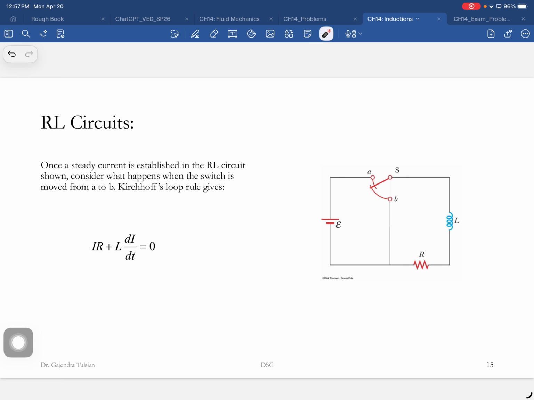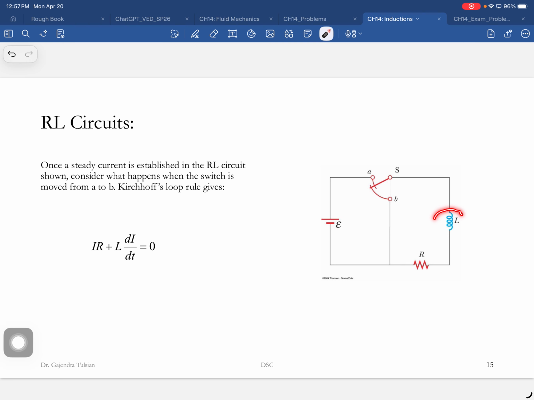So now we'll look at the following. In this circuit, when the switch is over there, a current goes through like this, and current builds up exponentially, and eventually it gets to be a steady current in this circuit. And then what we're going to do is remove the battery by flipping the switch from there to there.